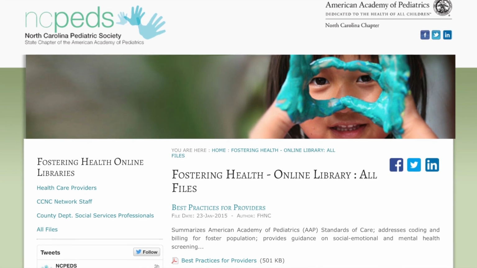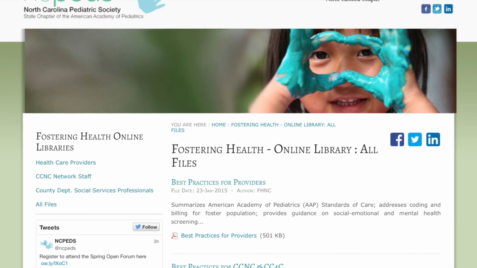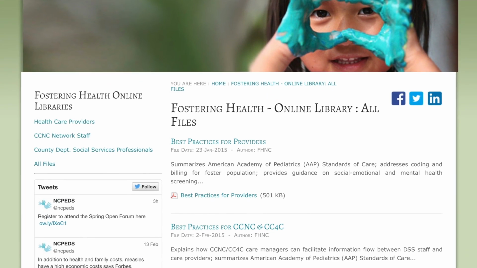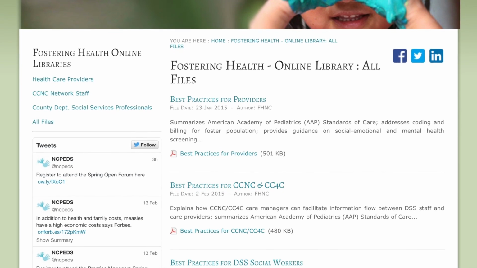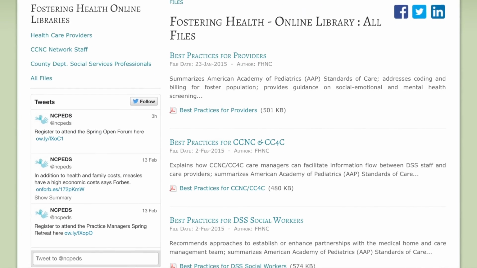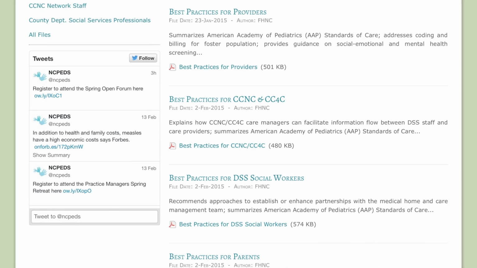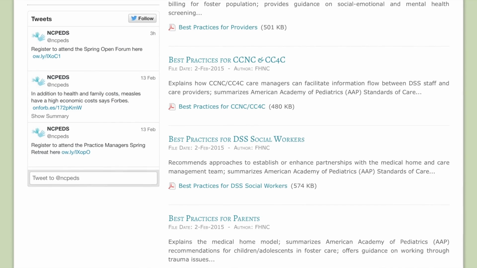The division supports using the forms created by Fostering Health NC. We actually participated in their development. The forms are available in Microsoft Word, so they can be tailored for the local needs, as well as in a printable and fillable PDF so that medical providers and social workers can use them. We also allow them to be used instead of the 5243 and 5244 rather than in addition to.